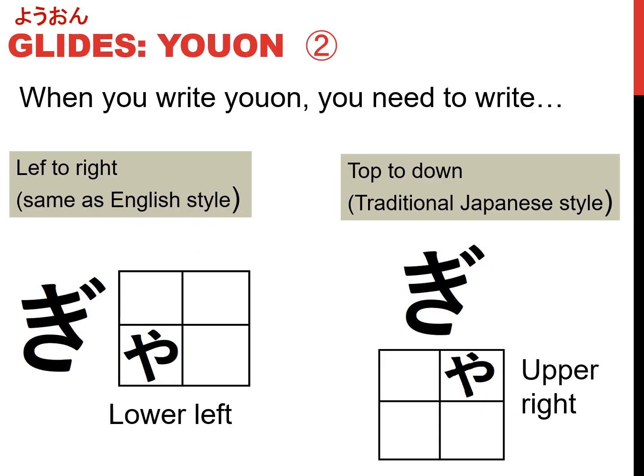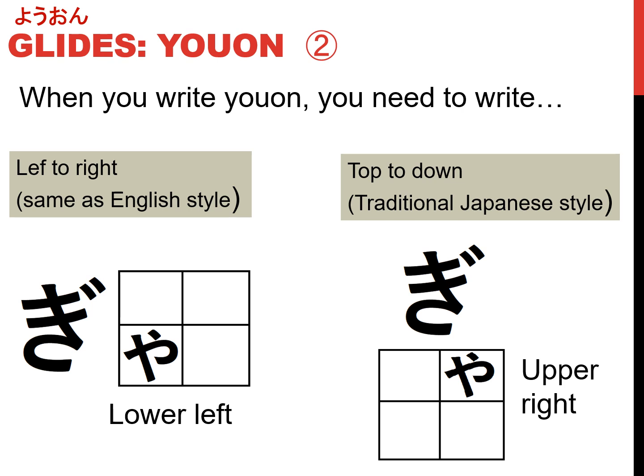When writing in each format, be sure to imagine a rectangle divided into 4 spaces, and once you have decided whether you want to write vertically or horizontally, write a small ya, yu, or yo in the appropriate space. Again, the ya, yu, and yo in yoon should be written in quarter size.